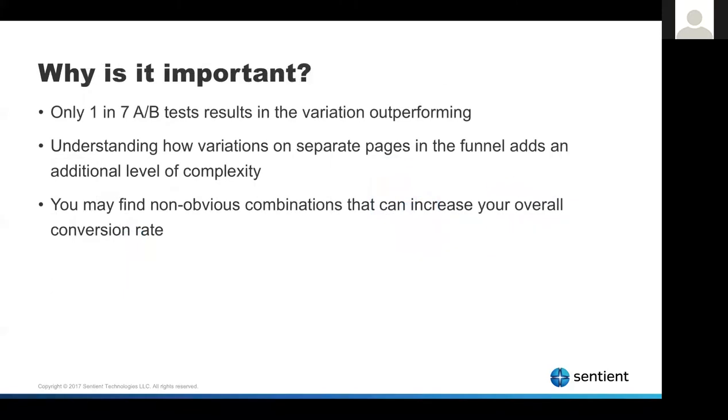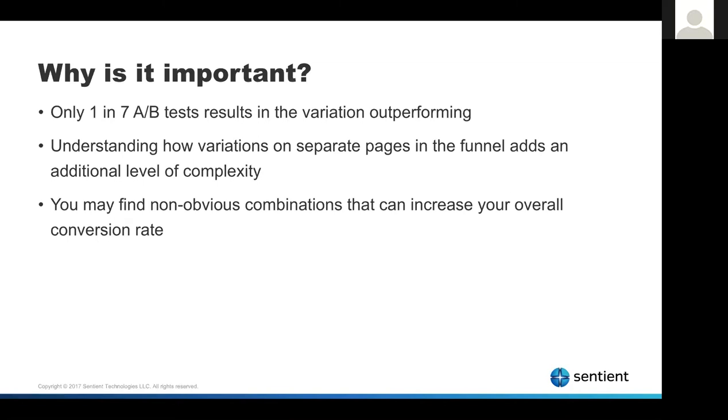Why is it important? In several studies that have been done, only 1 in 7 A/B tests results in the variation outperforming the original content. So this is very time consuming, requires a lot of traffic, which is very expensive, and it also requires people to design, implement, and monitor the results of those experiments that you run.